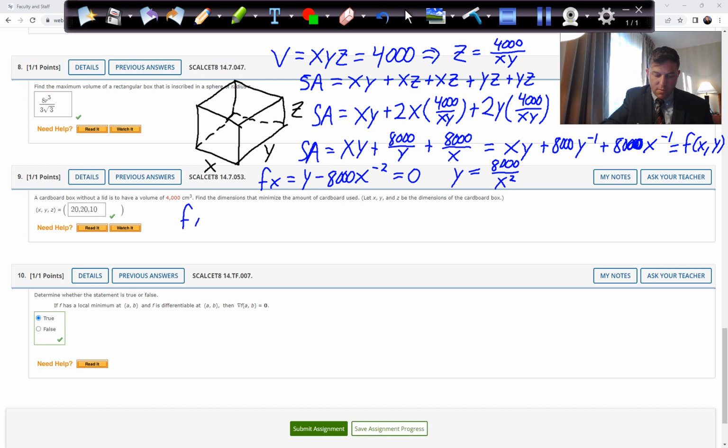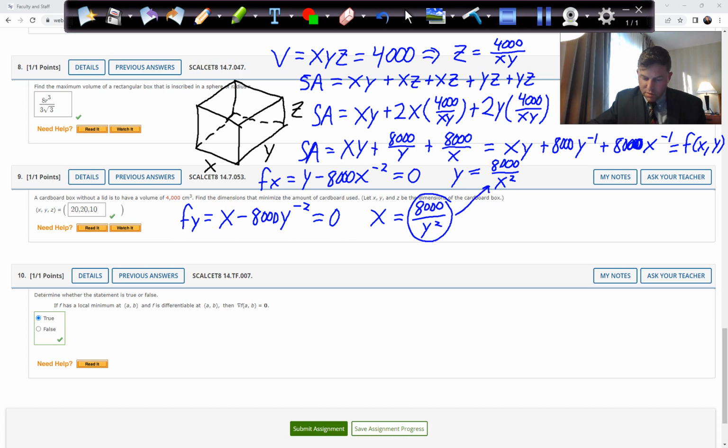Now we look for fy. fy would be x. The minus 1 will come down, negative 8,000 y to the minus 2, and then the 8,000 x to the minus 1 will also go away. Set that equal to 0, and by symmetry we'll get x is equal to 8,000 over y squared. Okay, so it doesn't matter which way we go. I'll take this 8,000 over y squared and plug it into this x squared here.